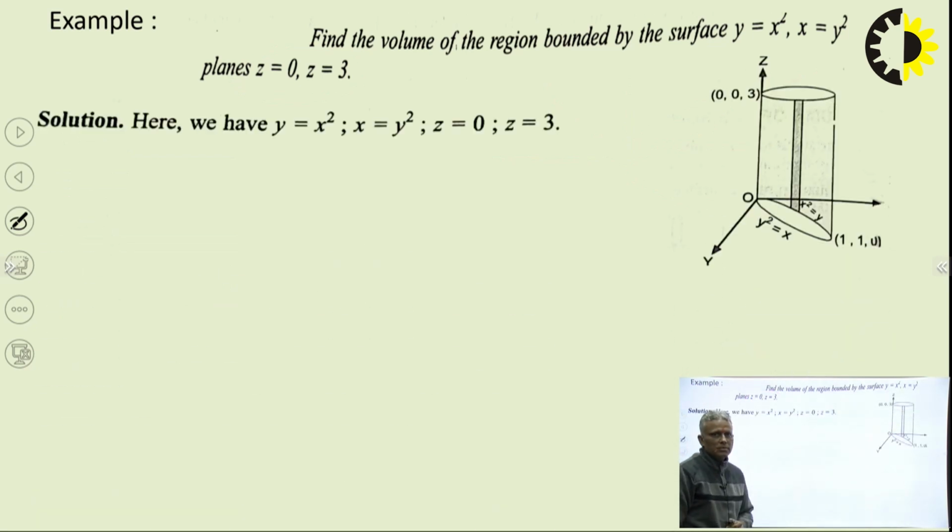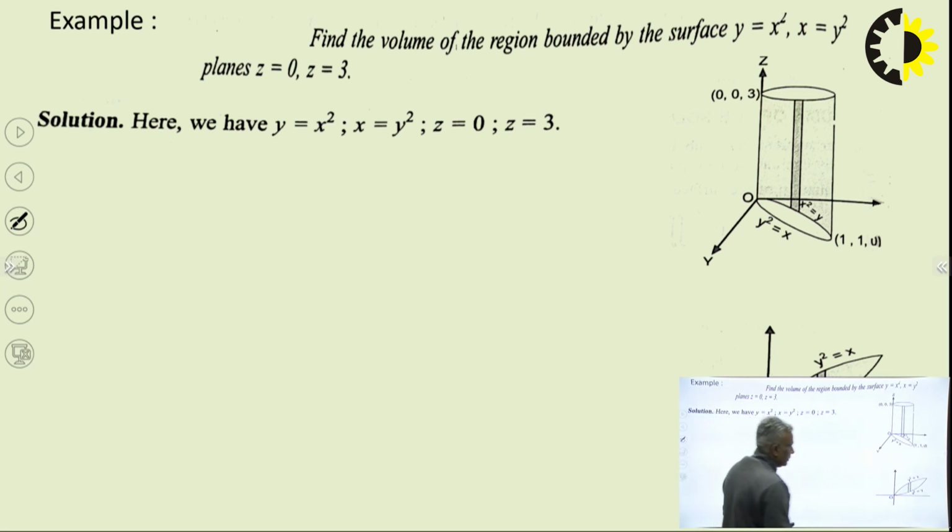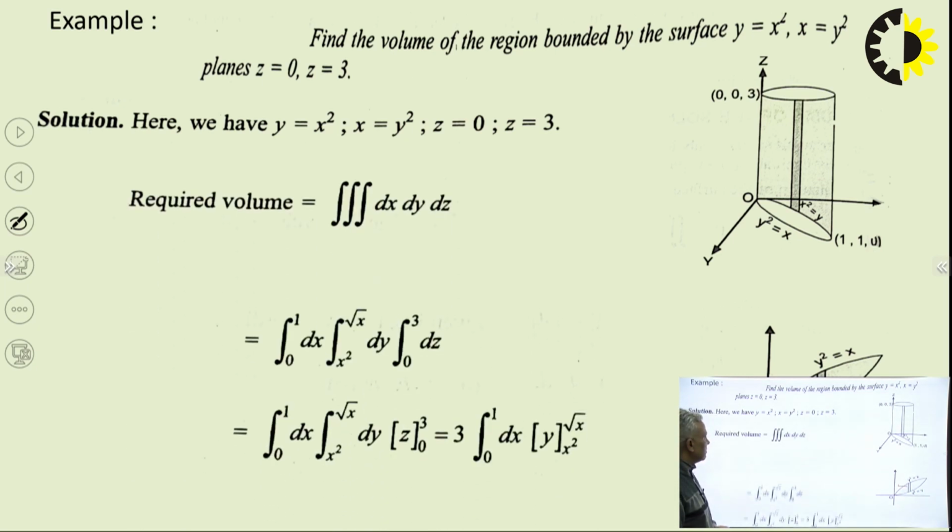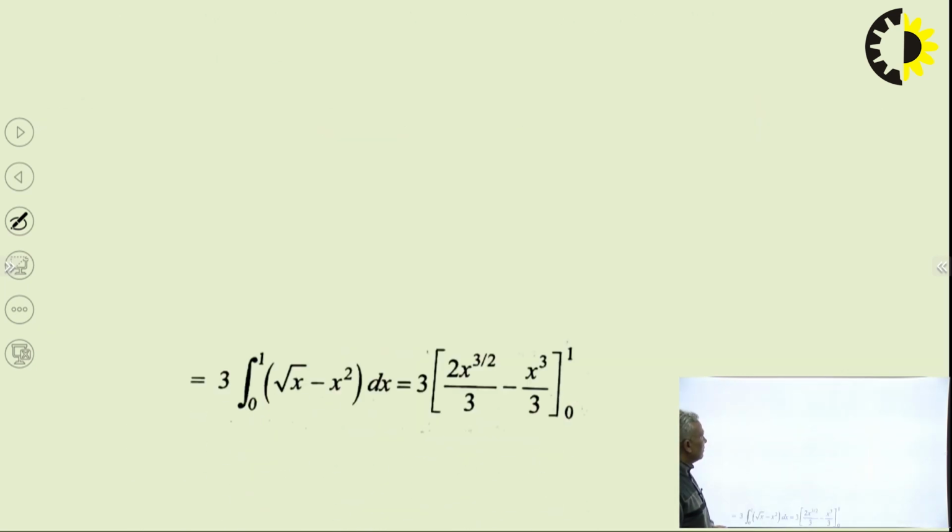This is the portion, z is equal to 3. That means the cylinder is cut by the plane. In this way we can find the lower limit and upper limit of this portion. The lower limit of y is y equal to x square, and the upper limit is y equal to x. In this way we can solve the problem.